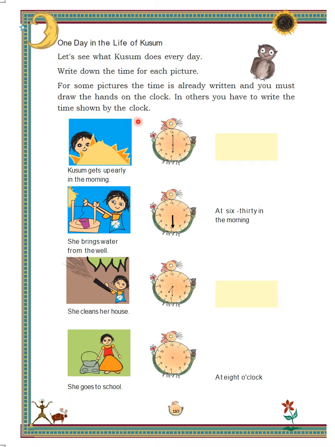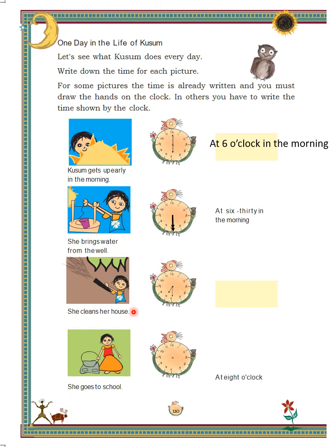In the first figure, Kusum gets up early in the morning, where the small hand is at 6 on the clock and the big hand is at 12. It means that it is 6 o'clock in the morning. Next, she brings water from the well at 6:30 in the morning. So we will set our hour hand at 6 and the minute hand also at 6, which denotes 6:30 a.m. Draw it similarly in your book.